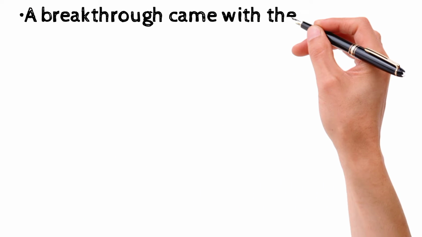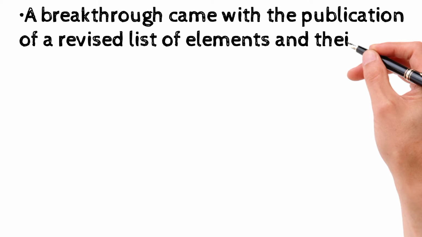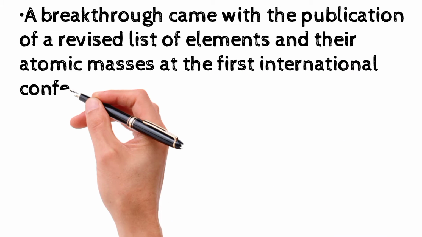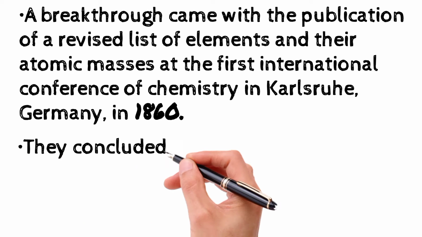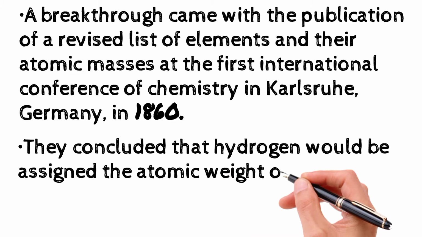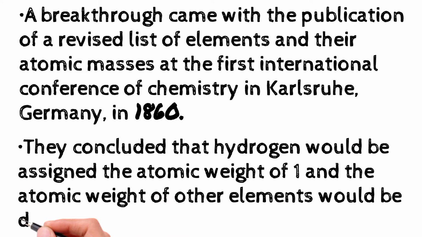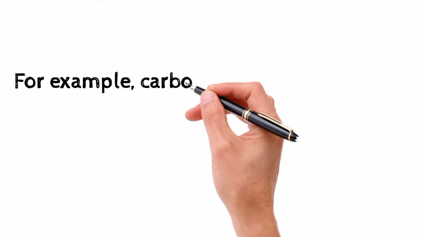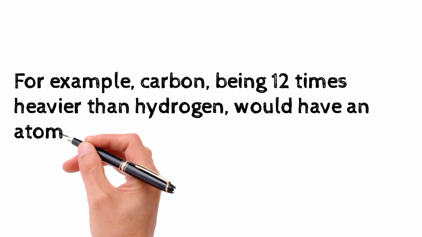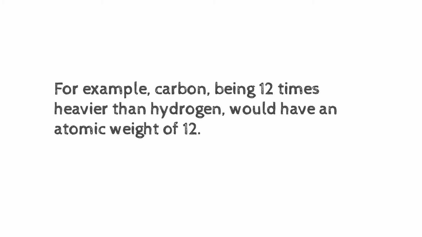A breakthrough came with the publication of a revised list of elements and their atomic masses at the First International Conference of Chemistry in Karlsruhe, Germany, in 1860. They concluded that hydrogen would be assigned the atomic weight of 1 and the atomic weight of other elements would be decided by comparison with hydrogen. For example, carbon, being 12 times heavier than hydrogen, would have an atomic weight of 12.